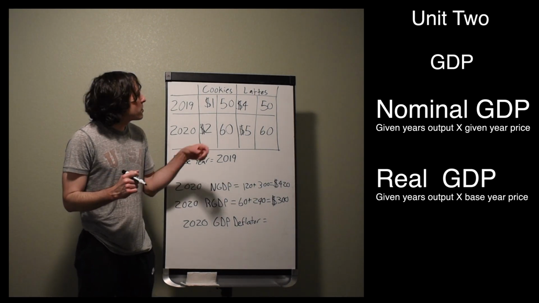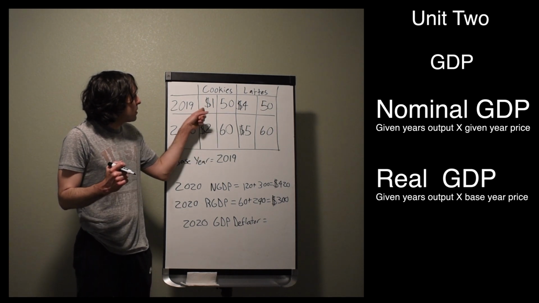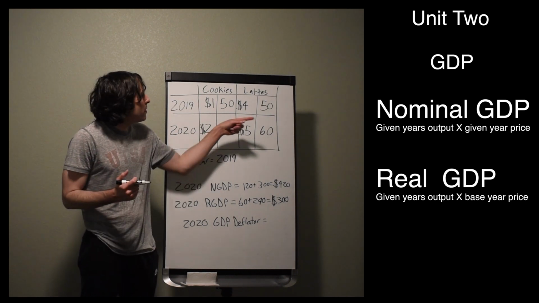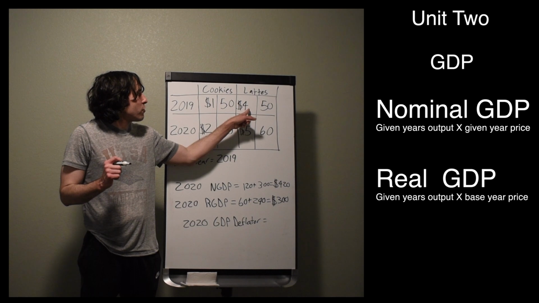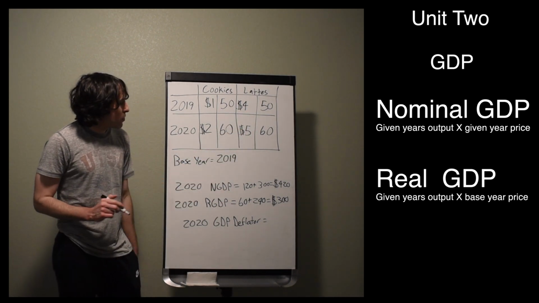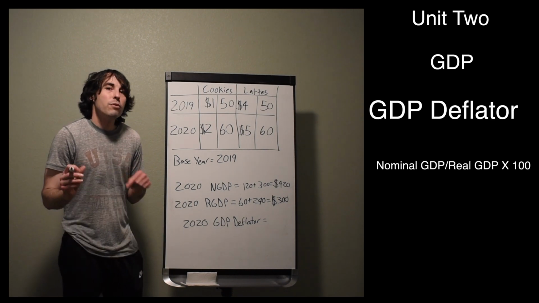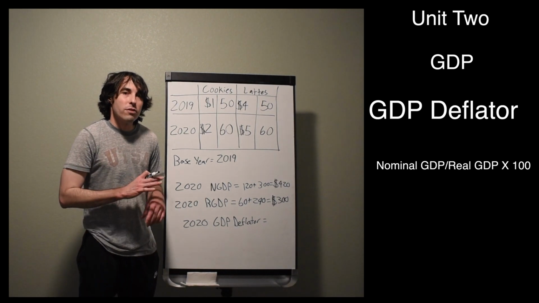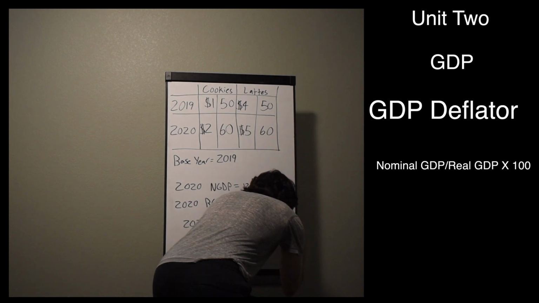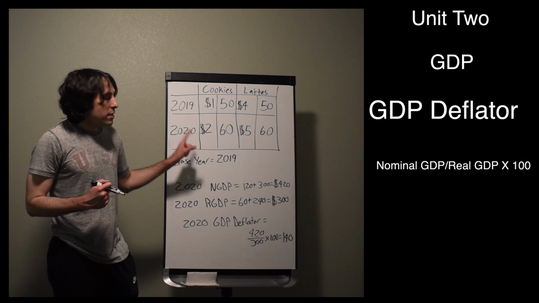So the difference there is just the fact that prices have changed since the base year. Well, a cookie cost $1 in 2019, and in 2020 it cost $2. The price of the cookie doubled. We didn't have nearly as much inflation for lattes, but they still increased by a whole $1. So now we can use these two numbers to figure out what our GDP deflator is. And to find our GDP deflator, we take our nominal GDP, divide it by the real GDP, and then multiply it by 100. So 420 divided by 300 times 100 came out to 140. So our GDP deflator for 2020 is 140.